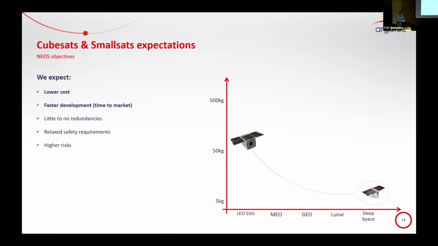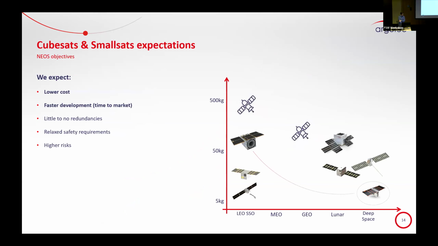And so, yeah, I wanted to place here a graph where there are all the satellites that we are developing, as I said. And while they are very different, our customers and our program managers actually want lower cost and faster development. They can also accept little to no redundancies, maybe relaxed safety requirements, higher risks. But at the end of the day, what they really want are the lower cost and the faster time to market. And so that's what we focused on.